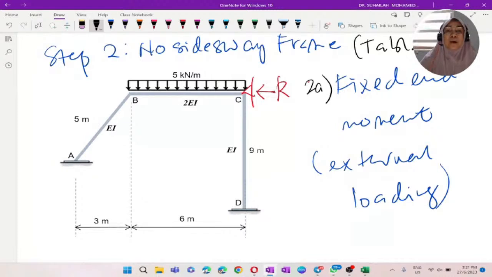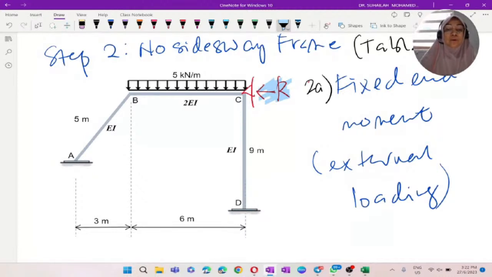2B, we will build a table, and we will calculate end moment in the table using moment distribution. And after that, we have to calculate the R value. So this R value will be determined under step 2C. Okay, in this video, I would like to focus on step 2A only. Fixed end moment due to external loading.